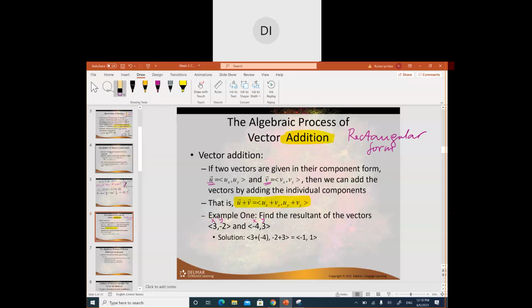And then you're adding the x component with the x component. So that's how you get this. 3 plus negative 4 is negative 1, right? And then you're going to add the y components. So you're doing negative 2 plus 3, and you have the comma here to separate the two components. And that's how you get the 1. Okay, so the resultant vector is going to be negative 1 and 1. Everybody understanding this? Yes? Getting better? Okay, I have a thumbs up.